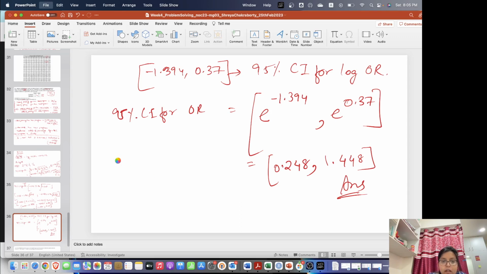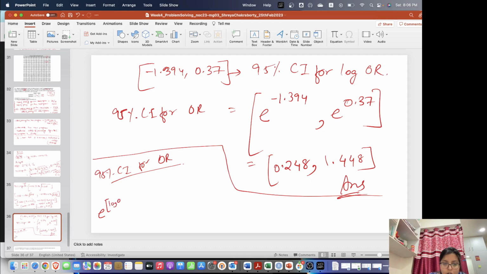Okay, so in a single word, if I have to summarize, then the 95% confidence interval for odds ratio is given as e to the power log odds ratio minus 1.96 root over 1 by n1 plus 1 by n2 plus 1 by n3 plus 1 by n4. This is the lower limit, and the upper limit is e to the power log of odds ratio plus 1.96 root over 1 by n1 plus 1 by n2 plus 1 by n3 plus 1 by n4.